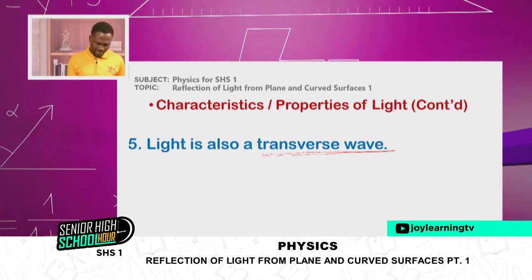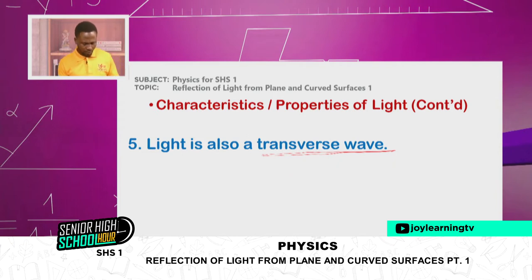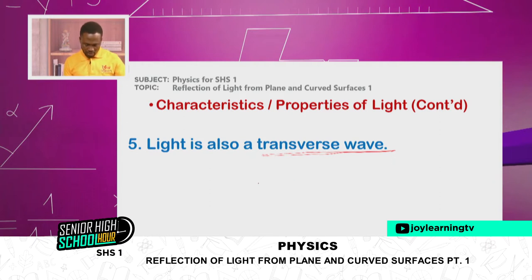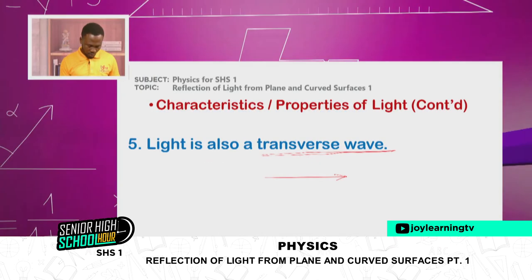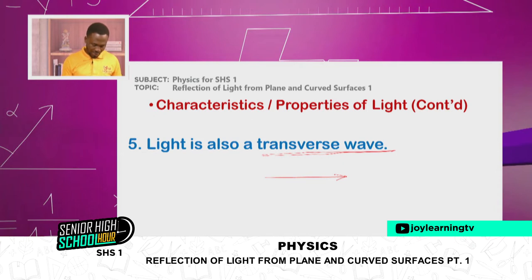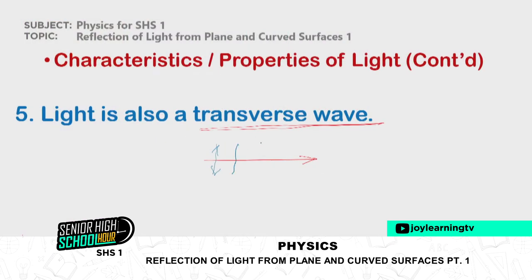What do I mean? If this is my light ray, and the light ray is going through a medium, that is it. So that could be the direction of the light ray in the medium. This light ray, as it goes through the medium, what does it do? It causes the particles of the medium to be displaced perpendicular. So if this color stands for the particles of the medium, they will be displaced in this direction. They will be displaced perpendicular, up and down, up and down, like that.